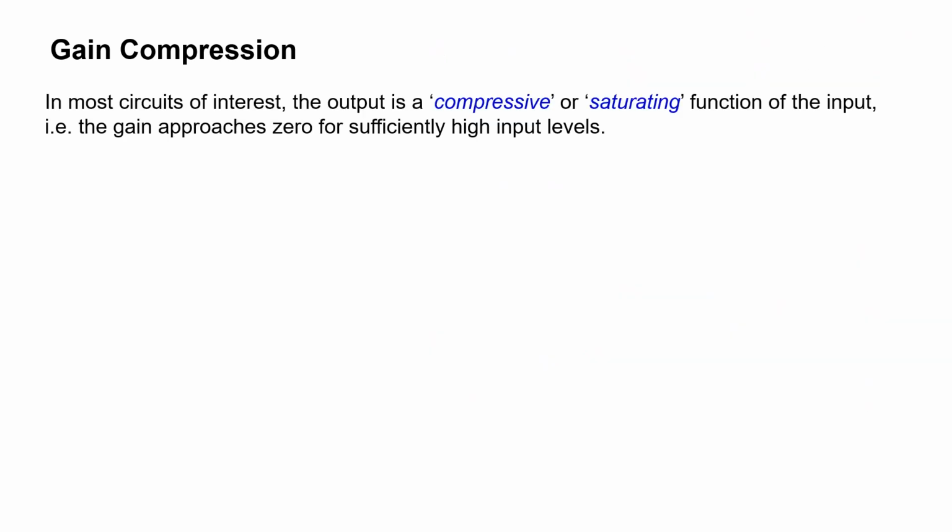So in most circuits of interest, the output is a compressive or saturating function of input. That is, the gain approaches zero for sufficiently high input level. So again, we can visualize this impact using a simple V in and V out curve. For a given value of V in, we have a gain multiplication multiplied by V in, giving us a V out. We have another point in which our V in will give us a particular V out, and so on.